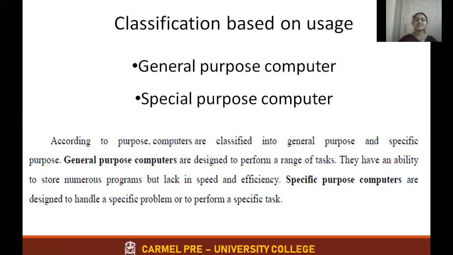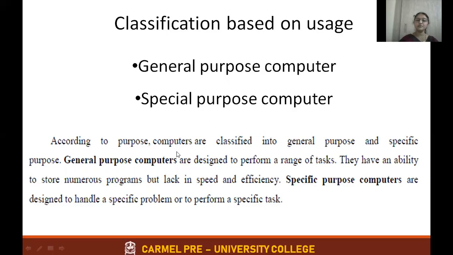Previously, what we discussed is classification based on working principle. Moving on to the second criteria, that is classification based on usage or purpose. Computers can be classified into two types: general purpose computer and special purpose computer. This is the second classification. The criteria depends on the usage or the purpose of the computer, for what purpose we use it. First, general purpose computer. According to the name itself, it is understood. Generally, for any type of calculations, any areas where we can use it, it is general purpose.